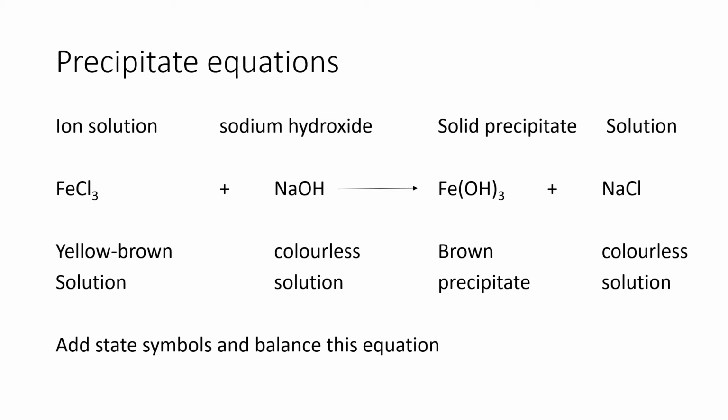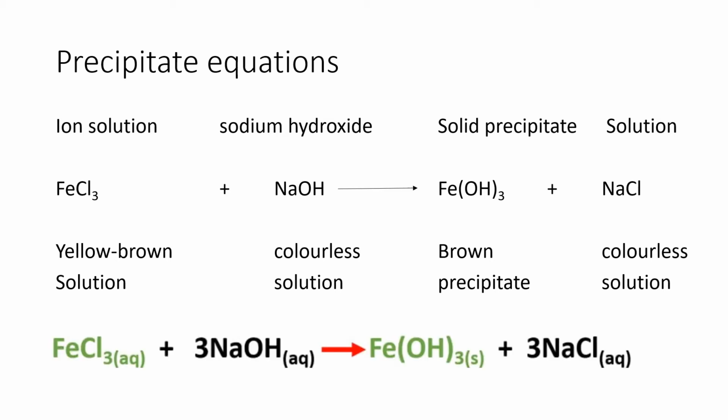Okay, so hopefully we've had a go at that, and we will have that we have iron chloride solution, so that will be AQ as the state symbol, sodium hydroxide solution, so that will be AQ as the symbol. We've got iron hydroxide, which is a precipitate, so very important to remember that that is a solid, and then that will be in sodium chloride solution, so AQ again.